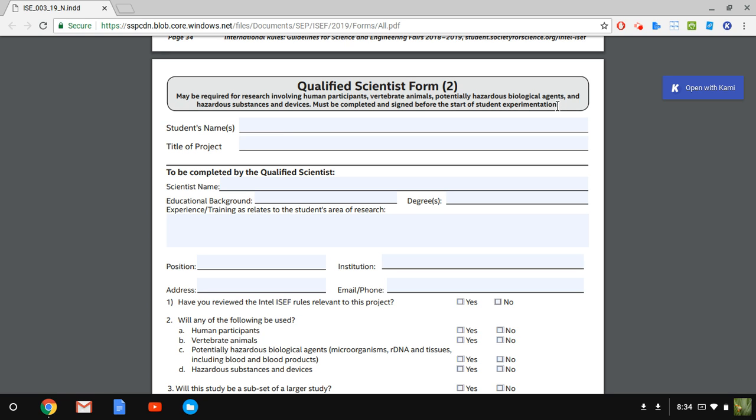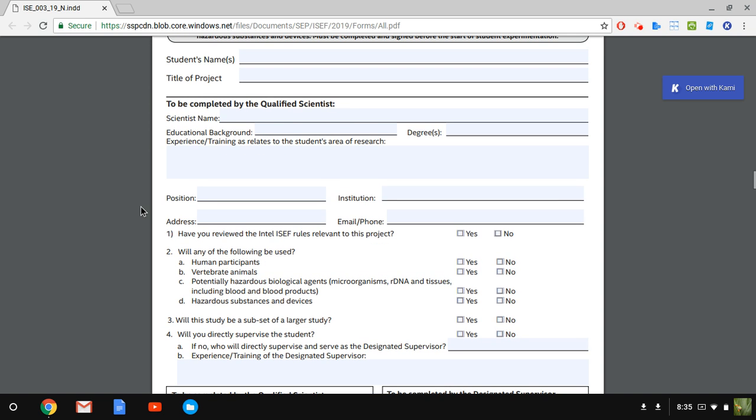So all of these things kind of lead off the same way, with your name, your project title. This part is completed by the qualified scientist. So this is the person that you'd be working with at the research institute. For example, if you're working with a professor, they would fill this part of it out. So you'd have their name, their educational background, their degrees, their experience or teaching as it relates to their position at the institute or university, the institute or university's name, the address, and email or phone number.